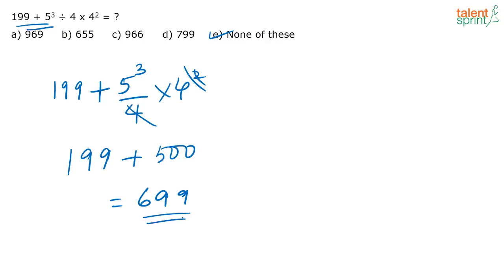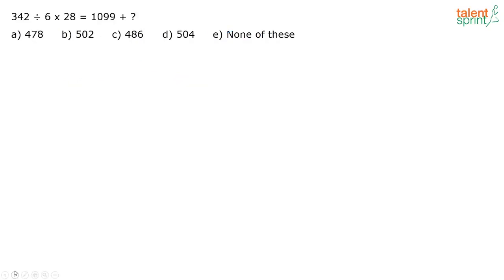Whenever you have none of these, remember this. When you look at the options, you have a 799 here. When you actually get this 99, we all have a tendency to mark the answer as 799. But remember, here the answer is going to be 699, correct? So whenever none of these is there, check the options completely and then give the answer. Now let's look at the next question.